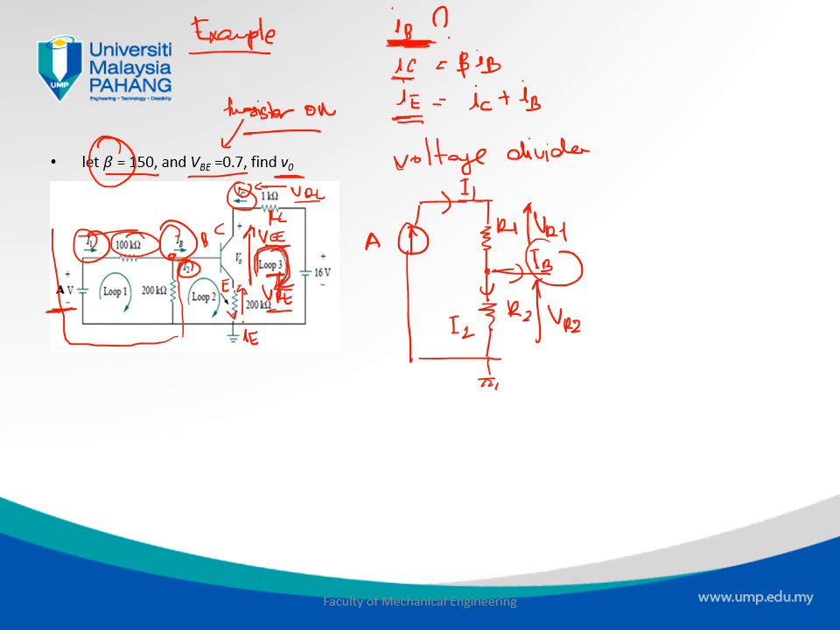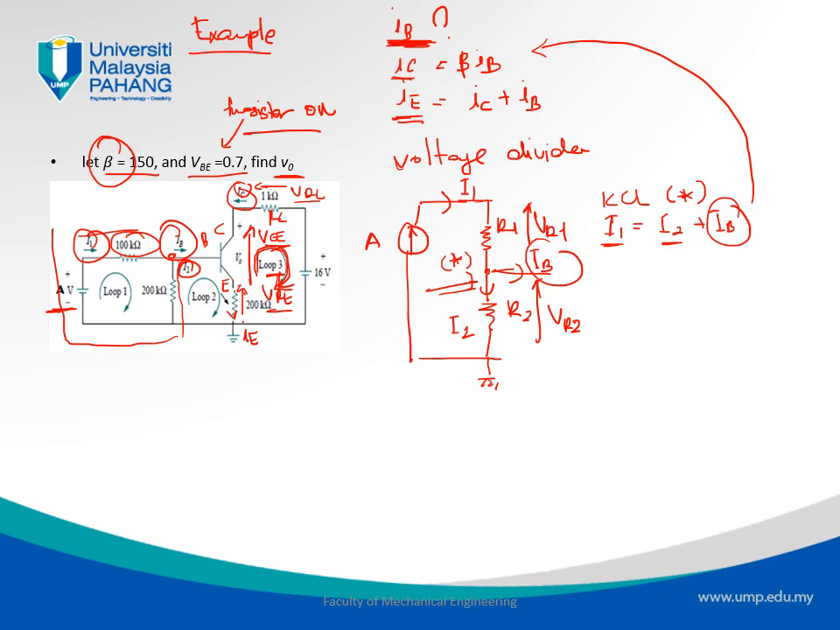So how do you find IB? It's easy. If we look at this node, which I'll call node star, we can write a KCL at it. The sum of entering current equals the sum of leaving current. So I1 equals I2 plus IB. It means if you can find I1 and I2, you'll be able to find IB. And if you can find IB, you can solve the whole exercise.